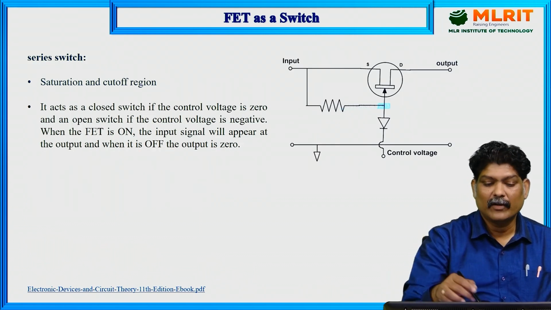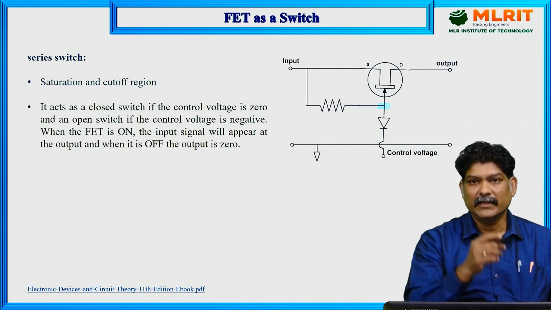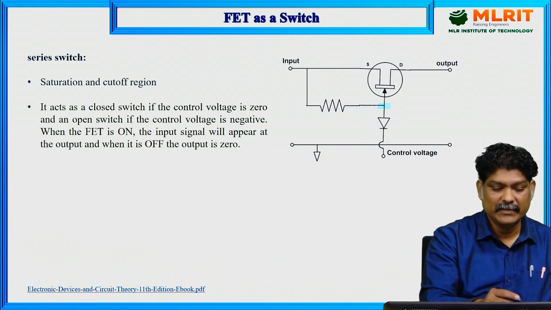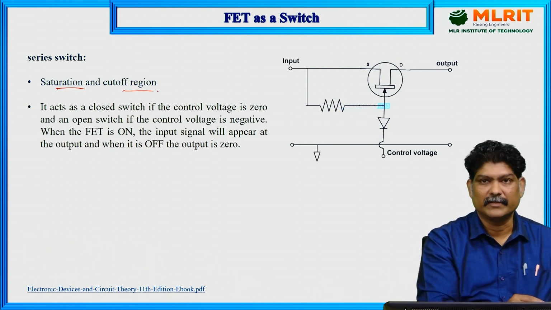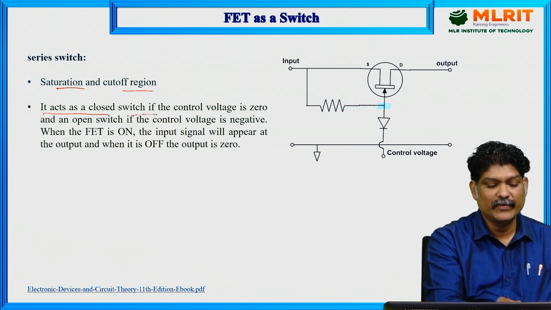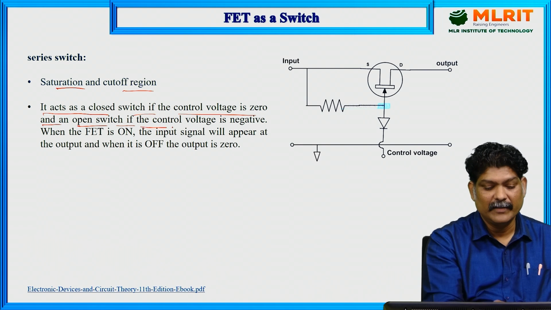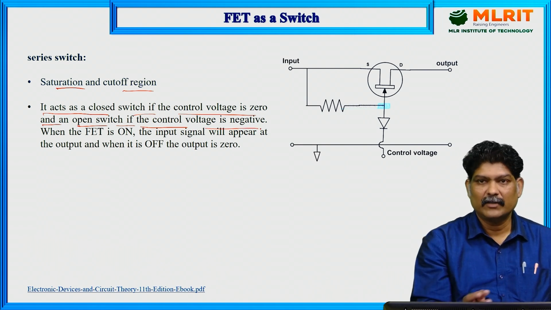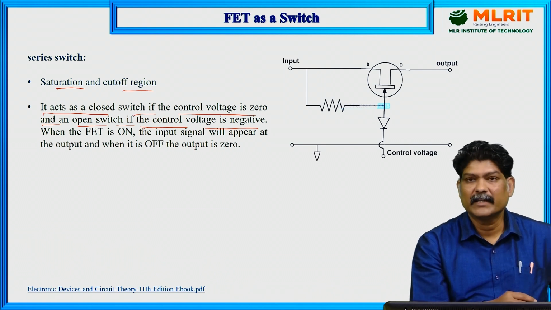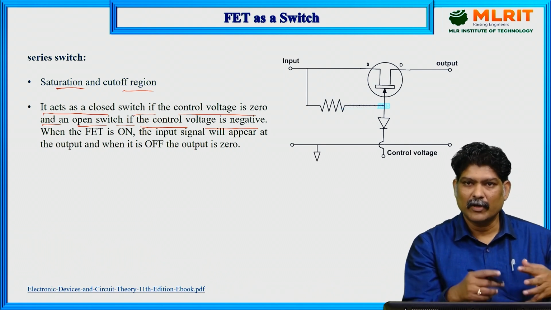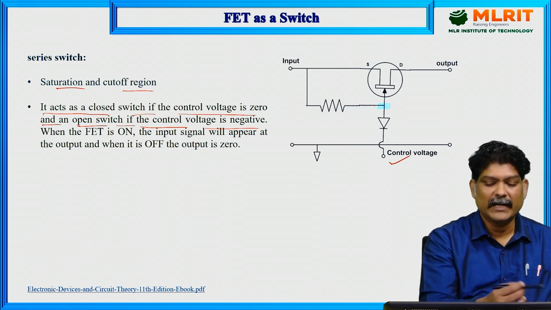And now we can also have a switch in series. So the FET is connected in series to the input. In such a case, obviously it must be operated either in saturation region or cutoff region. Now it acts as a closed switch if the control voltage is 0, and an open switch if the control voltage is negative. So there are two conditions. When the control voltage is 0, it acts like a closed switch. When a negative voltage is applied, it acts like an open switch.